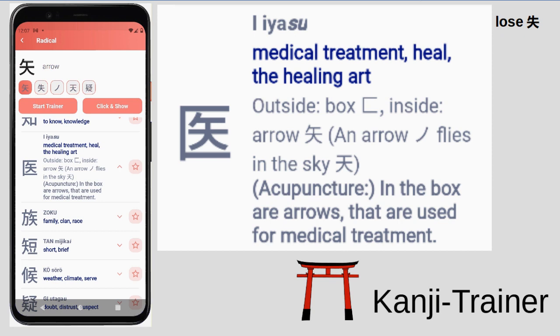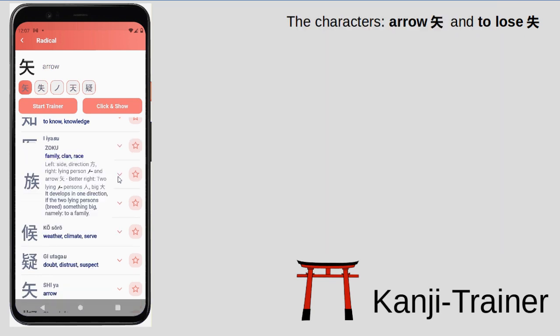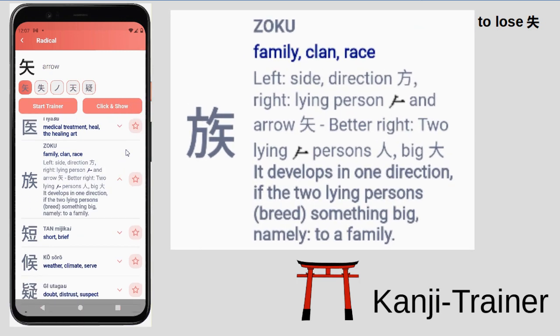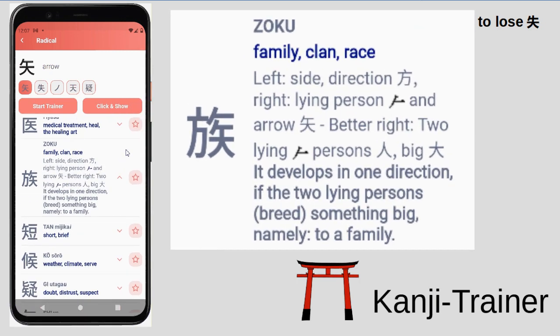The next one in the list is the character for family or clan with the pronunciation zoku, like in kazoku. The memory phrase tells us that this character has at the left side the character for sight or direction, and on the right side a lying person and an arrow. For a meaningful memory phrase, it appears to be helpful to break the arrow into parts, namely the upper part of another lying person and a lower part with the character for big.